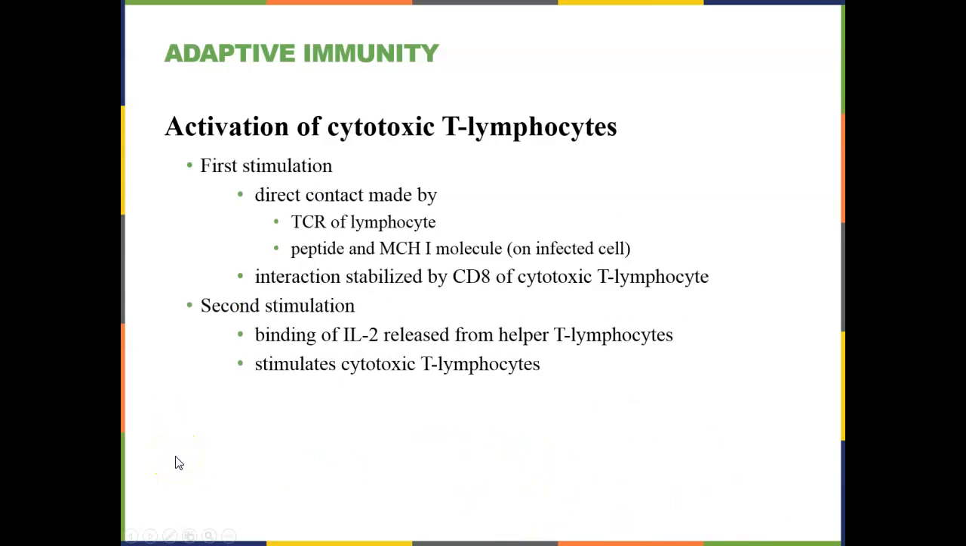Whereas cytotoxic T cells bind to the surface of a self cell with MHC class 1 that also has the pathogen associated with it. The cytotoxic T cell then gets co-stimulated by the release of interleukin 2 from the helper T lymphocyte, which activates the cytotoxic T cell, and it will start proliferating and differentiating into clones of the cytotoxic T cell and memory cytotoxic T cells.